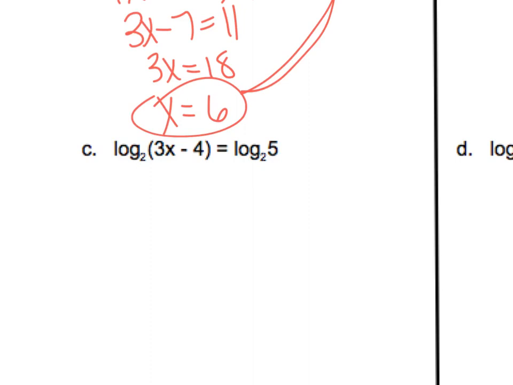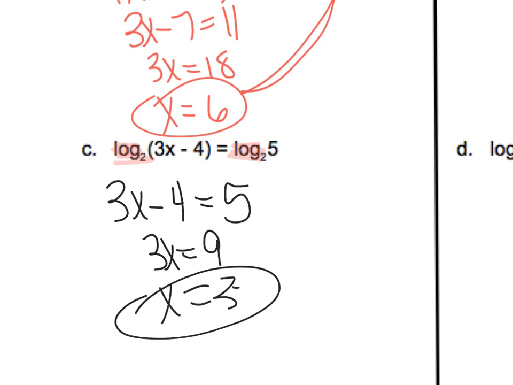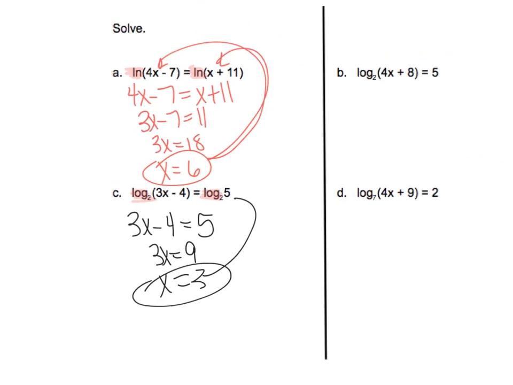So we have a log base 2 on both sides, which means we can just set those two parts equal to each other. So we would have 3x minus 4 equals 5. If we add 4 to both sides, we get 3x equals 9, and x equals 3. Again, we can go back and just double check. We're not going to put x in on the right-hand side, but if we put x in on the left, 3 times 3 is 9, 9 minus 4 is 5, so we're good.